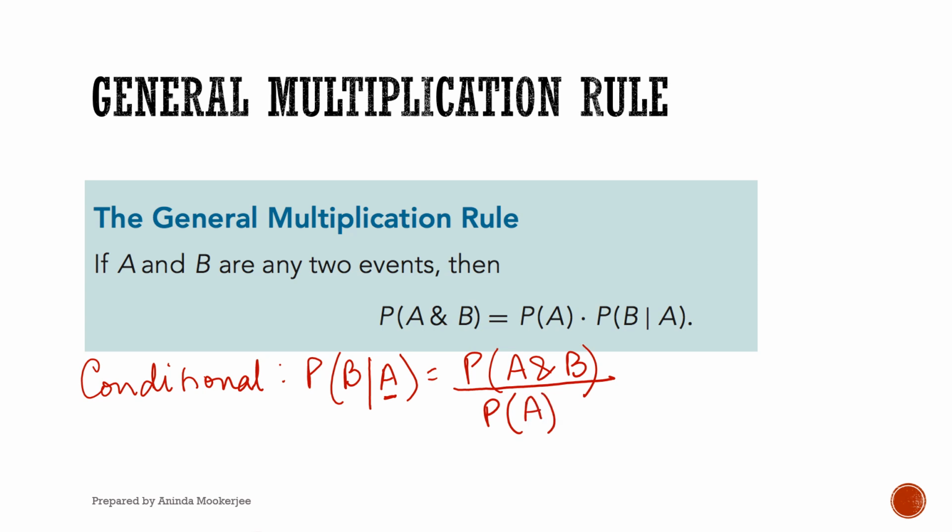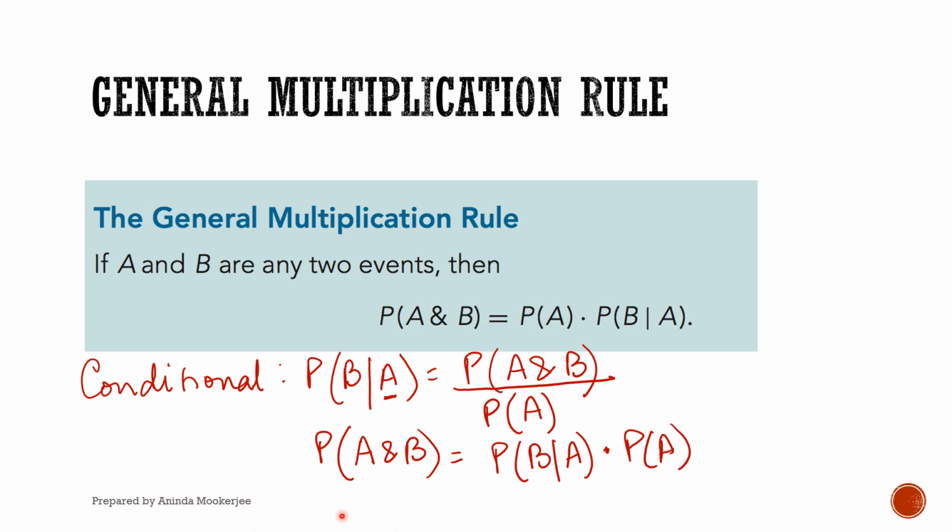Now, if you solve for probability of A and B from this formula, you will get what's called the general multiplication rule. The general multiplication rule is probability of A and B equals probability of B given A times probability of A. So how do we get this?